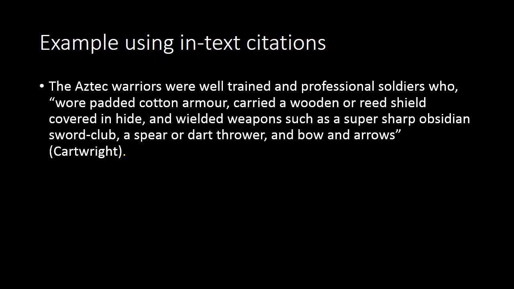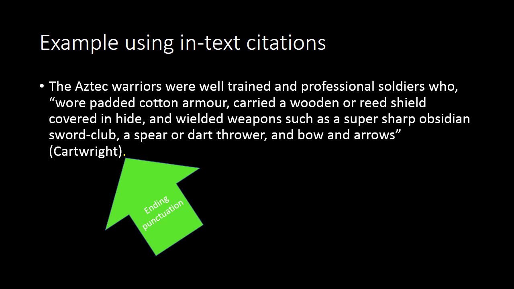The Aztec warriors were well-trained and professional soldiers who, comma, direct quote, "wore padded cotton armor, carried a wooden or reed shield covered in hide, and wielded weapons such as super sharp obsidian sword club, a spear or dart thrower, and bow and arrows." End quote marks, citation Cartwright, and a period. The ending punctuation appears outside of the final parentheses.